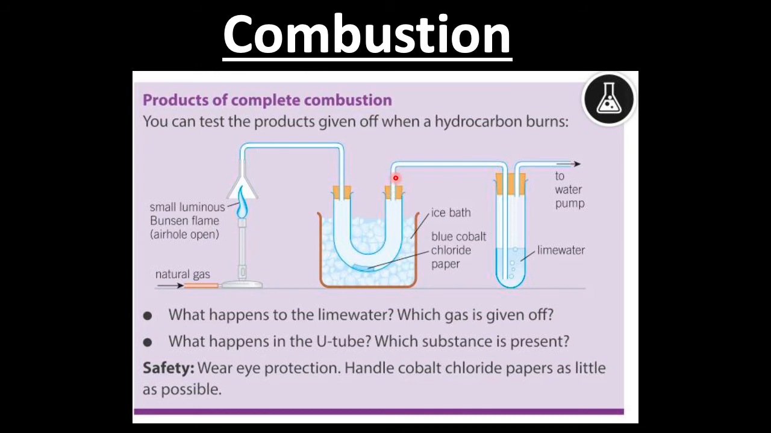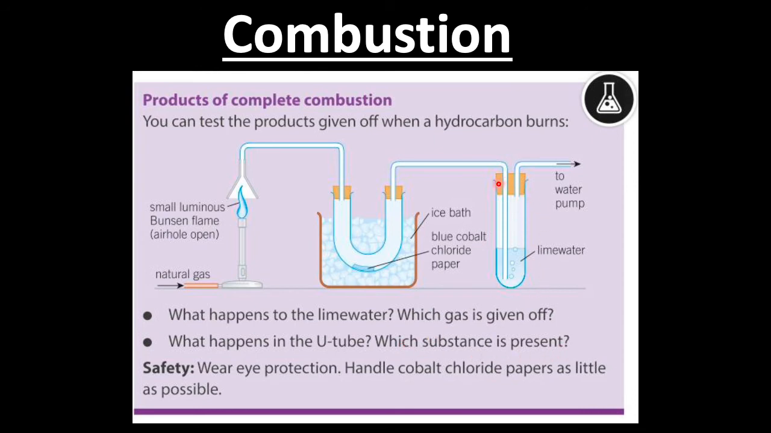Then that U-tube is connected up to a boiling tube which contains some lime water, and the whole thing is connected to a water pump, so that the gases from this fuel here, from the products of this combustion here, are drawn through this whole system here out through to the water pump. So there's 2 questions here. What happens to the lime water and which gas is given off? What happens in the U-tube and which substance is present?